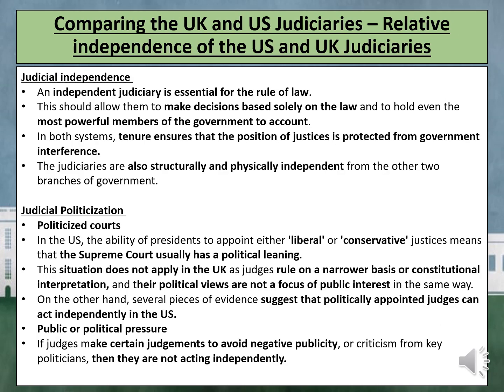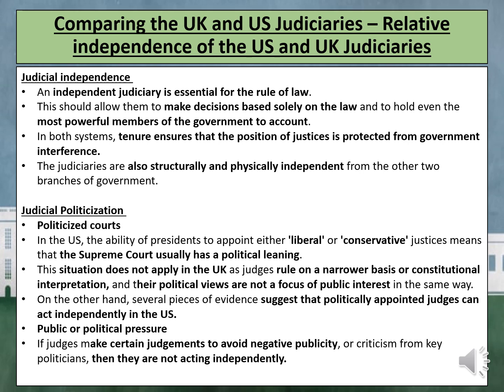Next, we need to look at the relative independence of both the US and UK courts. This will cover judicial independence and judicial politicisation. Let's start with independence. An independent judiciary is essential for the rule of law. US and UK systems both encourage judicial independence, meaning that judges are free from any external pressure, improper influence, or interference. This should allow them to make decisions based solely on the law and to hold even the most powerful members of government to account.